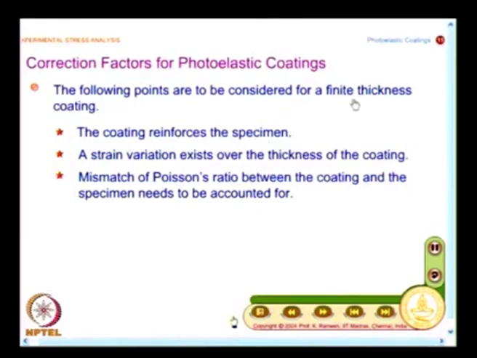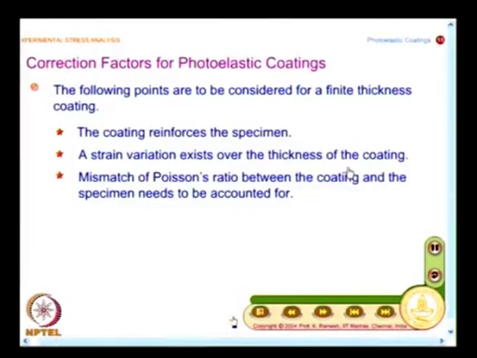So, the issue here is you are having a finite thickness coating, and definitely you have to appreciate that the coating can reinforce the specimen. You must take corrective measures for that, either you bring in a correction factor or minimize the reinforcement of the specimen by the coating. And another issue is a strain variation exists over the thickness of the coating. This is very important. In which class of problems do you think that strain variation can exist?